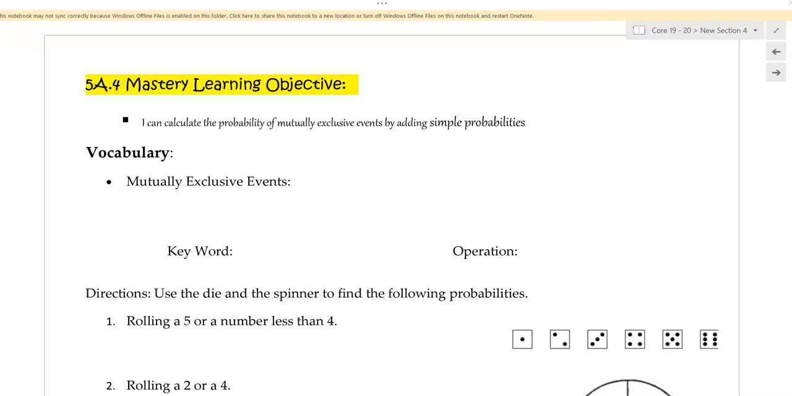We are now looking at target 5A.4. I can calculate the probability of mutually exclusive events by adding simple probabilities.